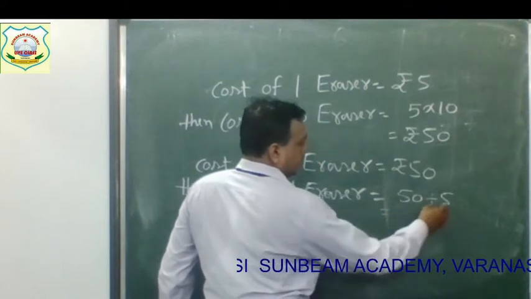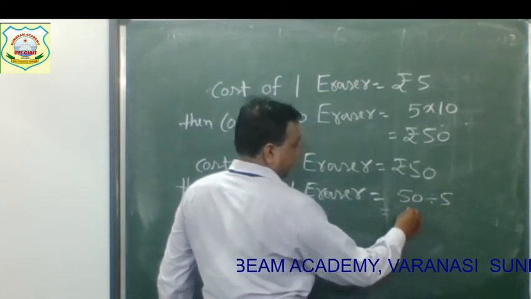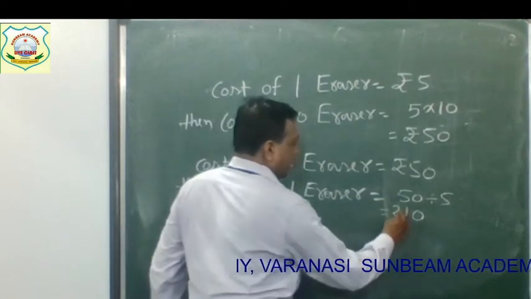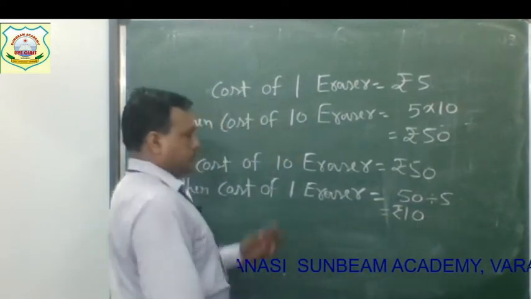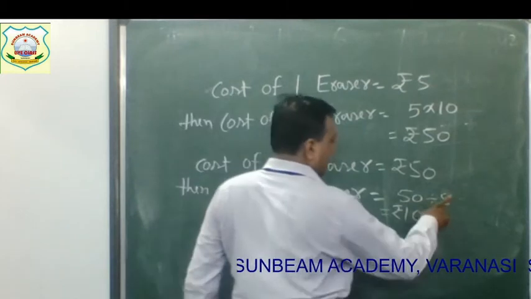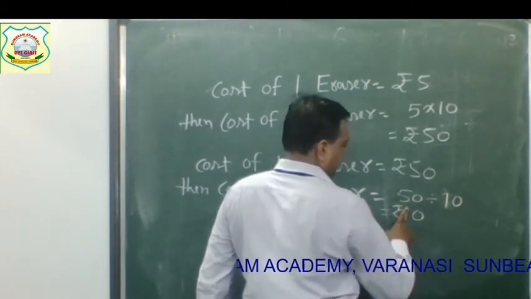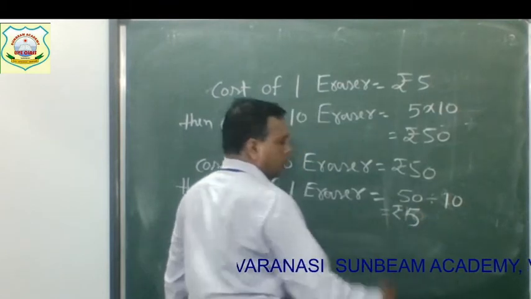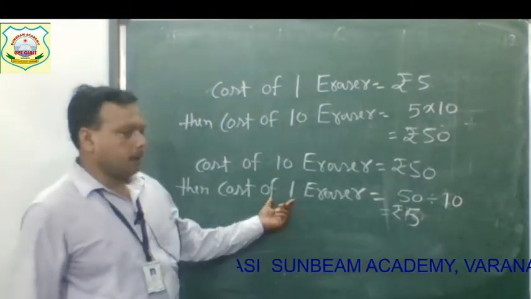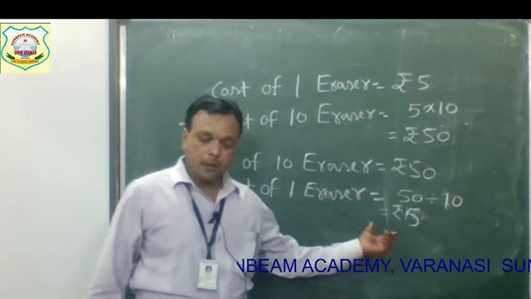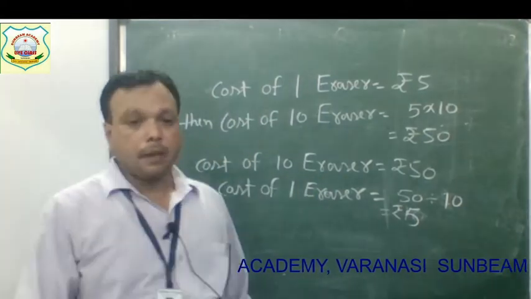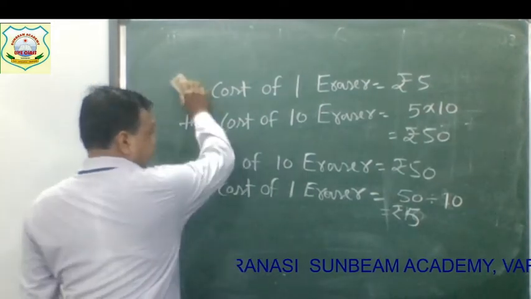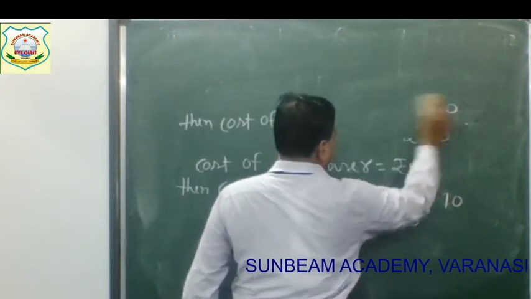Sorry, here 10 is given, no? So we will write here 10. So what will come? Rupees 10 fives are 50. Cost of one eraser will be rupees 5. Clear? So on the basis of this way, time and work. This is related to time and related to work.